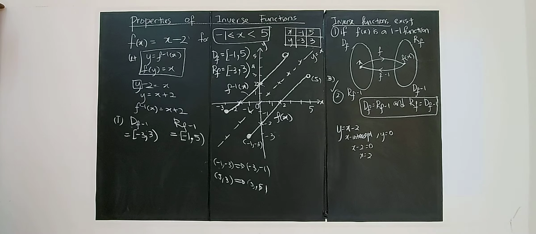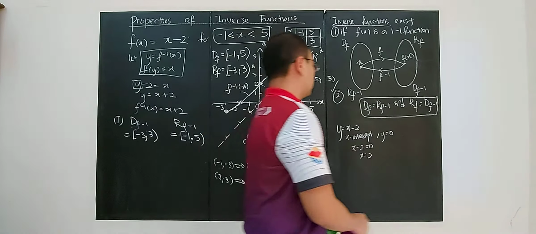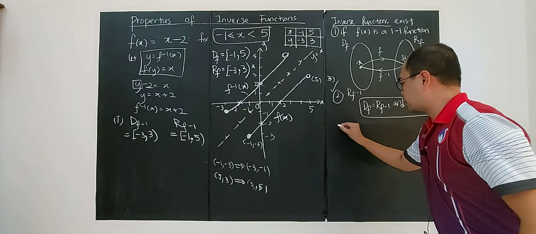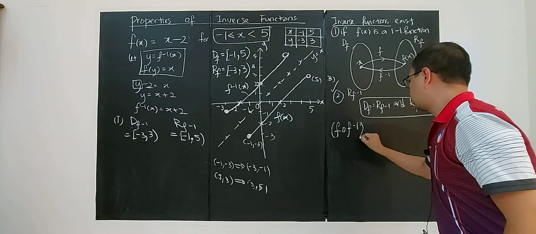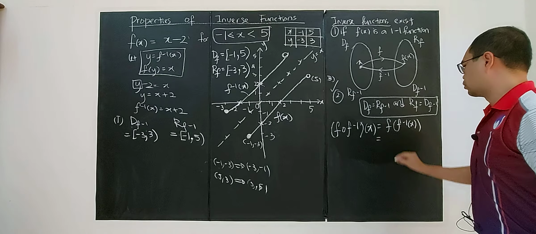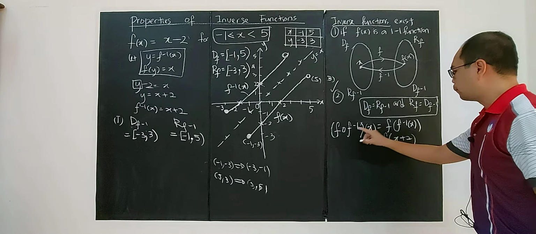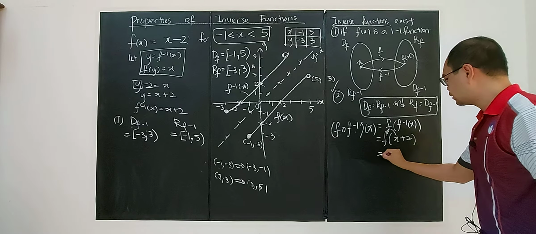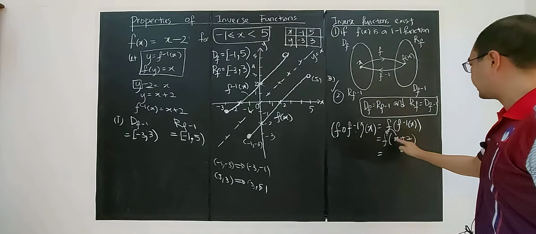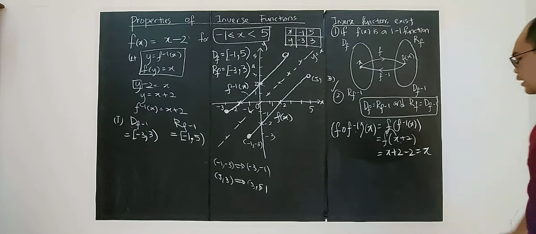Another thing here is the composite of f and its inverse function. Let's try, you will find out something. f inverse of x will be x plus 2, right? If you find the composite of f and its inverse, you put the x plus 2 inside f, giving x plus 2 minus 2. You are getting an x. Can you see that?